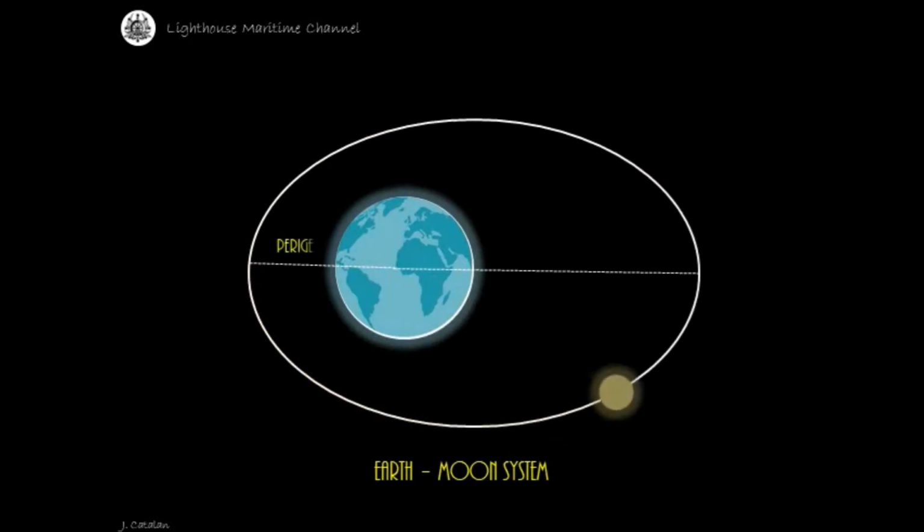Perigee occurs when the Moon is at the point in its orbit nearest to the Earth. Apogee occurs when the Moon is farthest from the Earth. Due to the fact that the Moon is much closer to the Earth, at about 238,860 miles away, its tidal forces are approximately 2.5 times greater than those of the Sun, roughly at about 92 million miles distant.